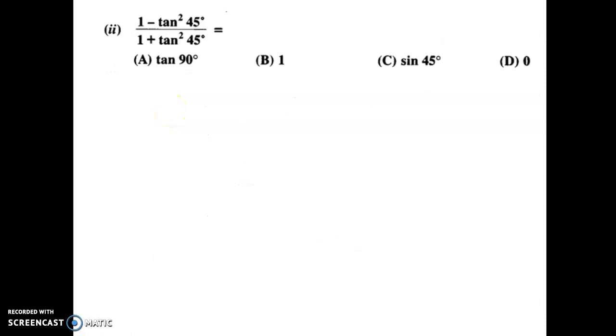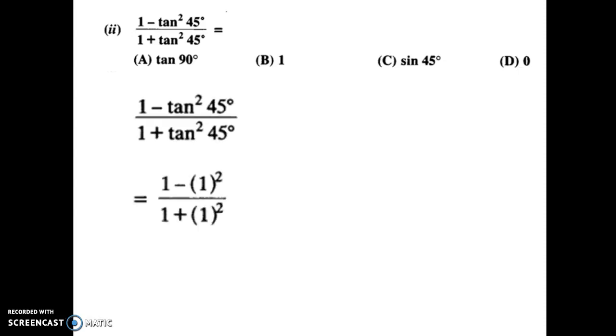Now the next one, 1 minus tan square 45 by 1 plus tan square 45. First find the value of tan 45 and substitute it. So tan 45 is 1. So 1 square you have to do, and 1 square is 1 only. So 1 minus 1 divided by 1 plus 1. So 0 by 2 you will get. 0 divided by anything will be 0. So it will be option D.